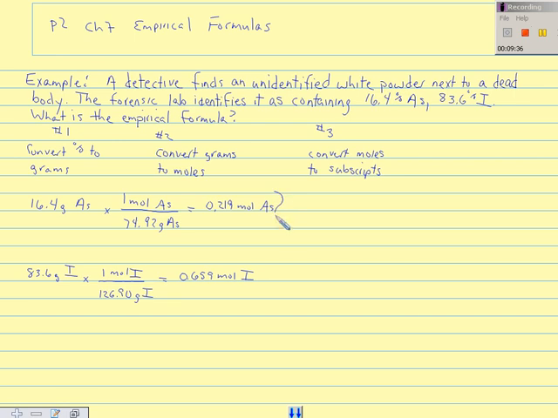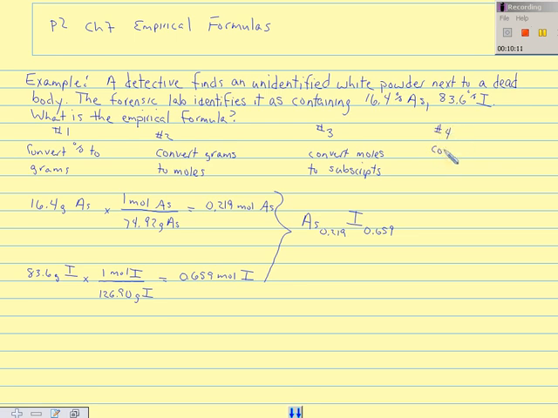So we're going to take these two, and we're going to make them into the subscripts. So we'll have arsenic 0.219, and we'll have iodine 0.659. Now, we know that we cannot have subscripts that look in this type of form, we have to have whole numbers as subscripts. So our last step is we're going to convert subscripts to whole numbers.